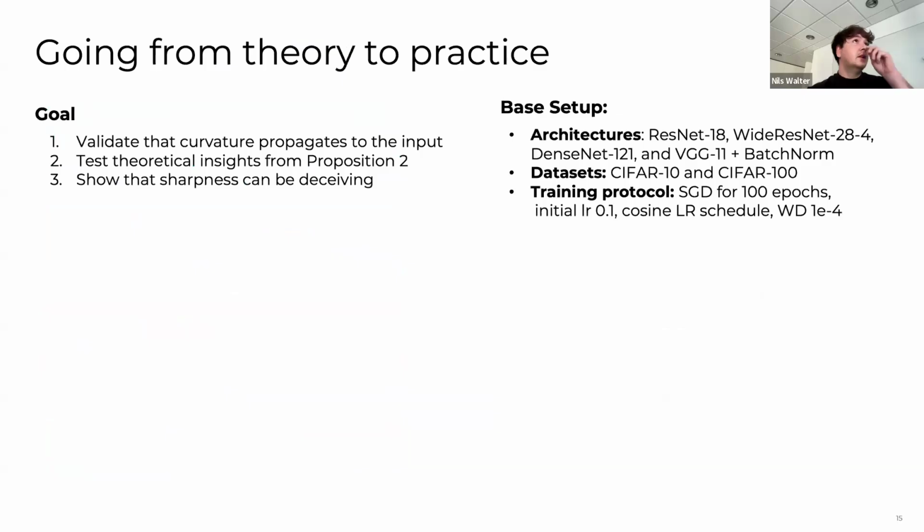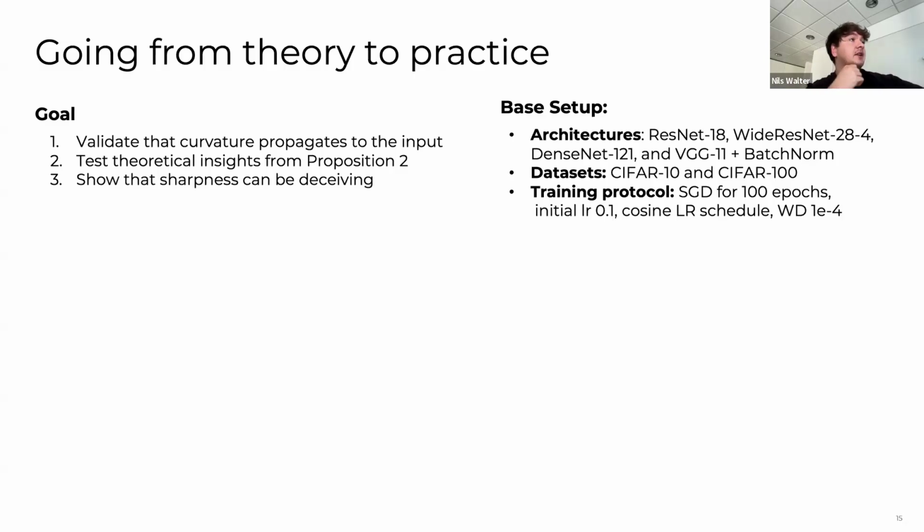Makes sense. Now, the goal here: first, we want to validate that the theory we derived is sensible, so that the curvature properly propagates to the input, not only very locally, but we can observe it in a broader area. And also test the theoretical insights from proposition 2 and 1, meaning if we truly have a flatter network, we would expect the loss increase to be limited in that local neighborhood.